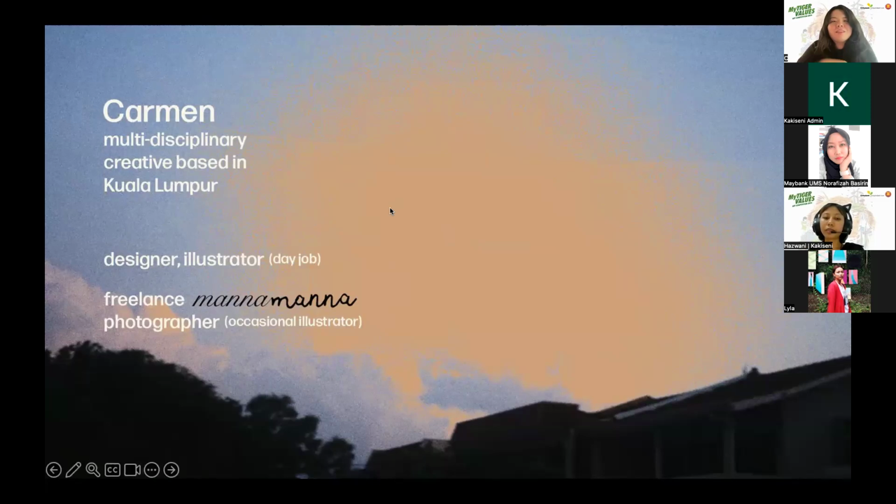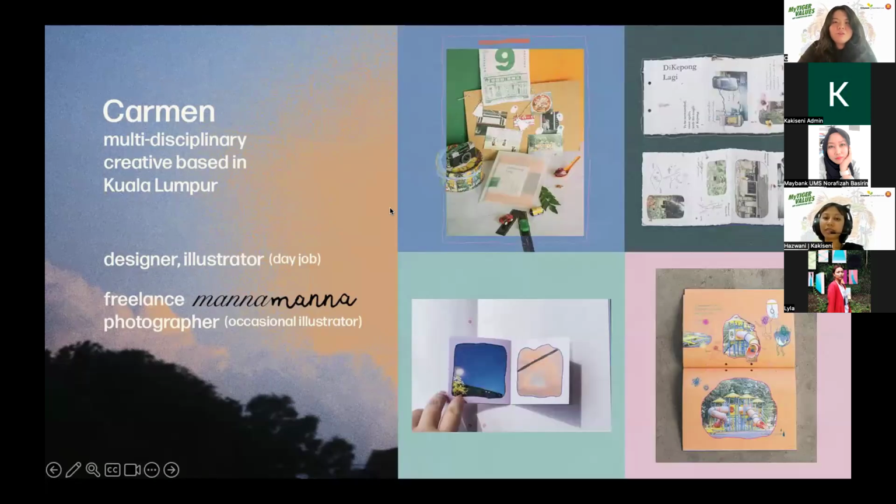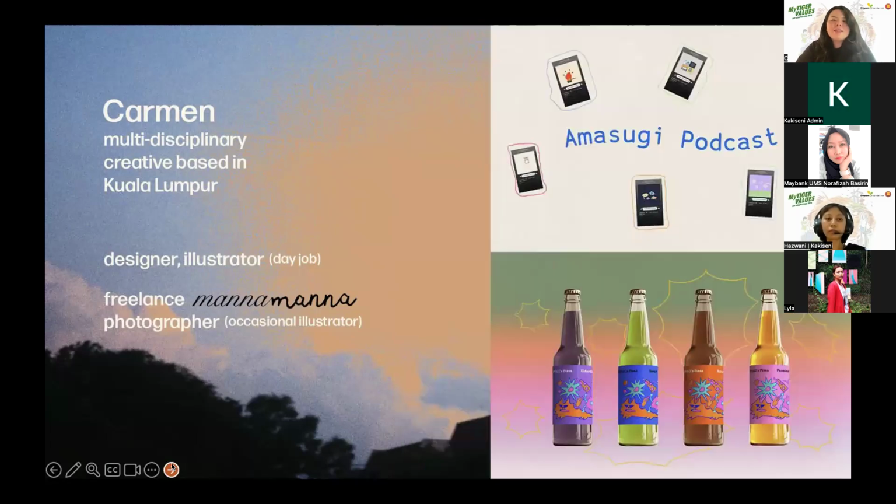We can go on to the next slide. These are some of the works that I've done before. When you see multidisciplinary creative, you might be thinking, what could that be? For me, I am a multidisciplinary creative because I am a designer, illustrator, and also a photographer. These are some of the design works that I've done previously. You can go to the next slide. And these are some of the illustration works that I have done.